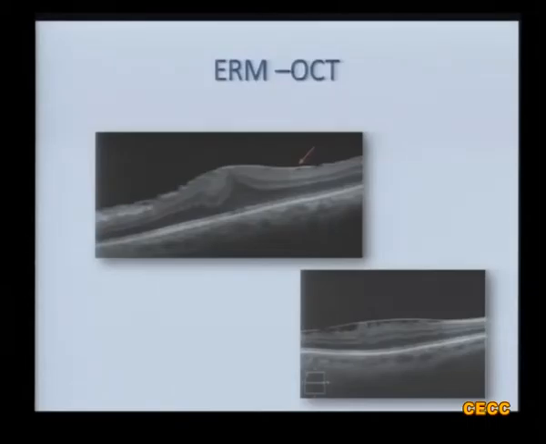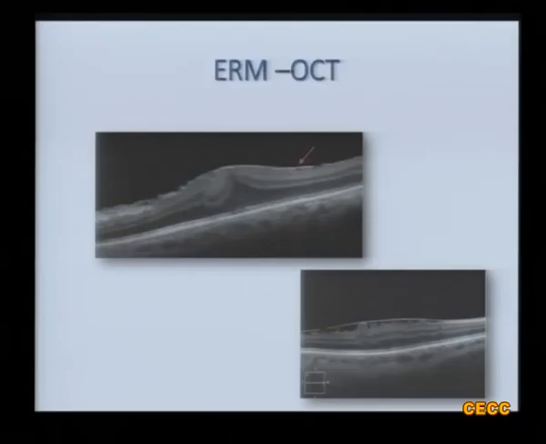You can see this hyperreflective line over the retina which represents the epiretinal membrane, and you can also see the macular edema. Here again you should look at the ELM and ISOS junction, and if those lines are not very well defined, then the patient could be having very poor vision at the time of presentation.